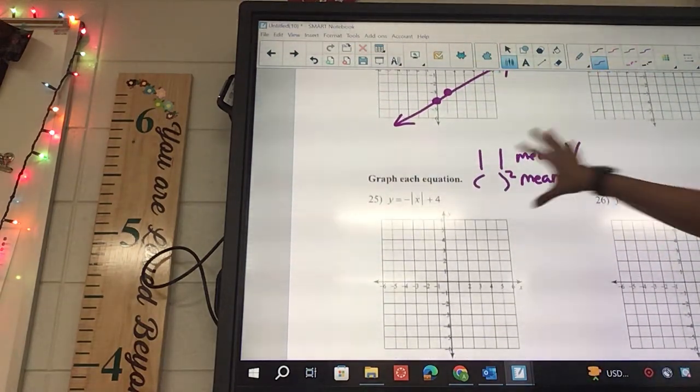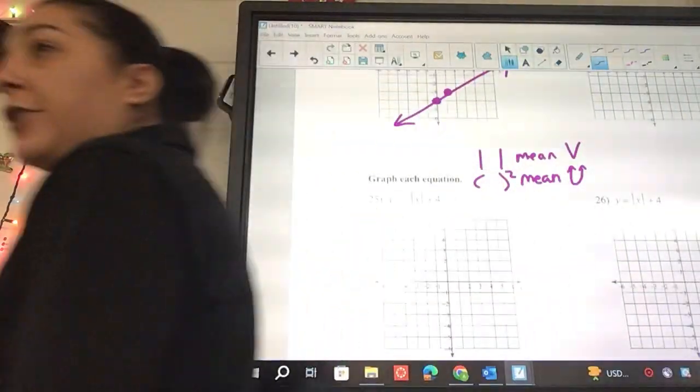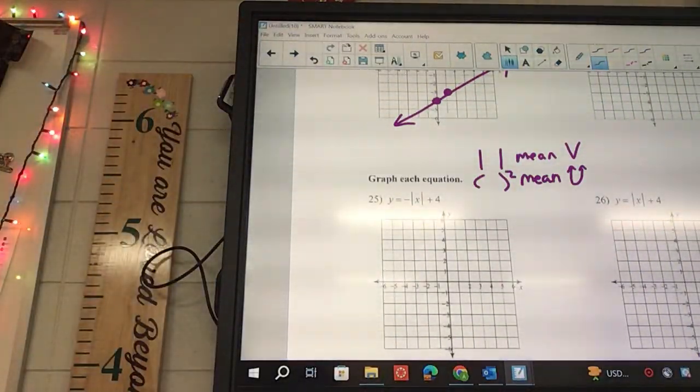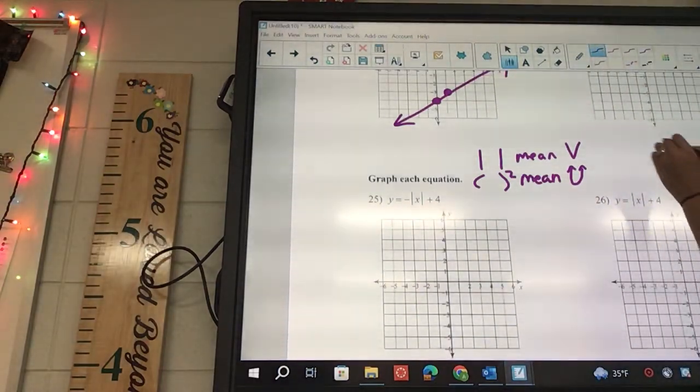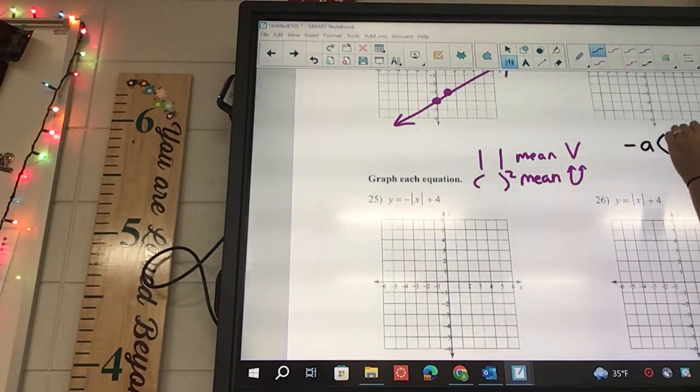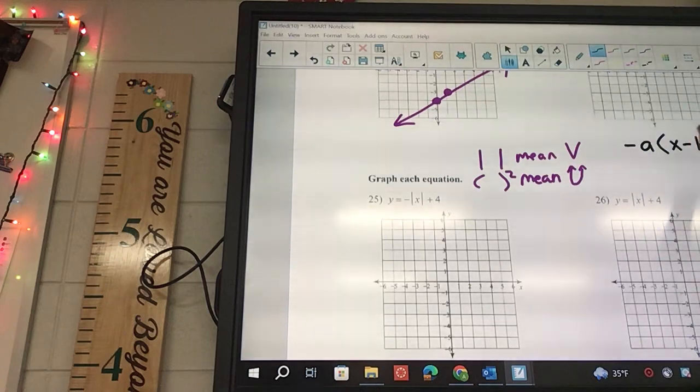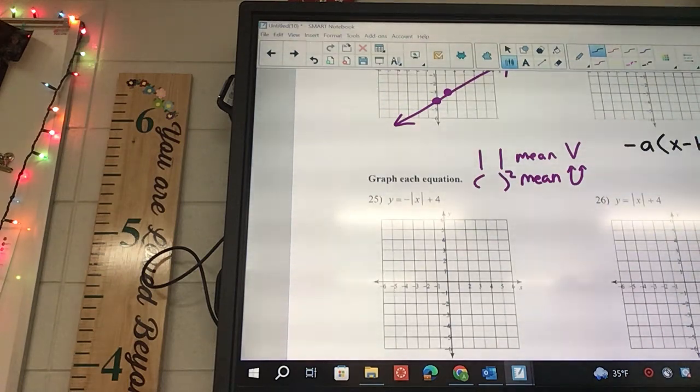Okay, for this next section, again, the bars mean a V shape. The parentheses with the little baby square, remember, means a U. And then you're going to need this entire long formula. You're going to need to write fast. It's going to be negative a, x minus h, plus k. Now, you may have the bars or the parentheses, okay? So that has parentheses, yes? But the bars mean the same exact thing.